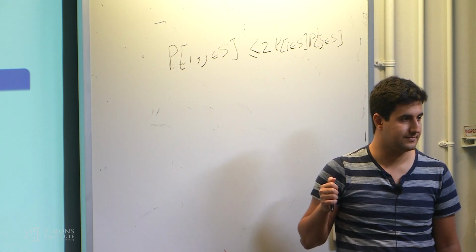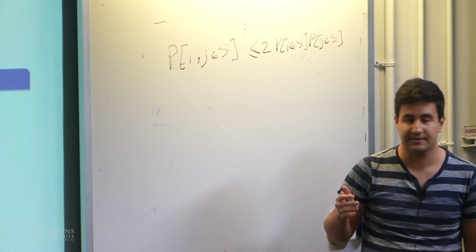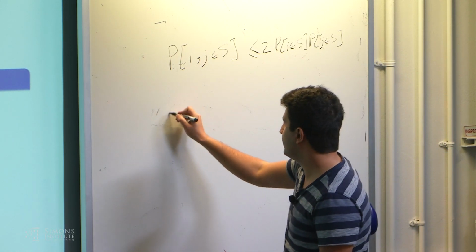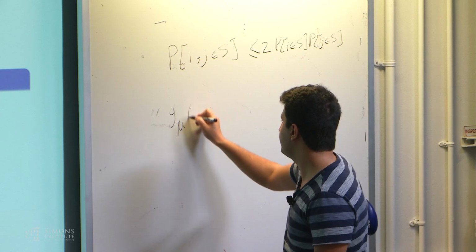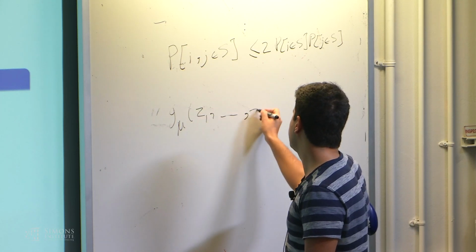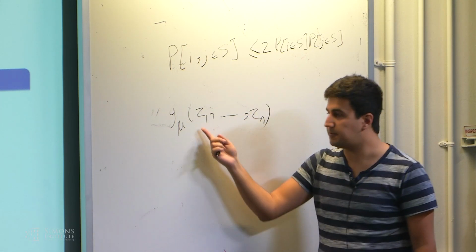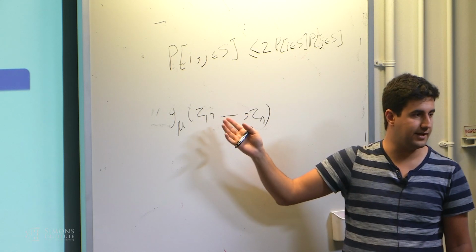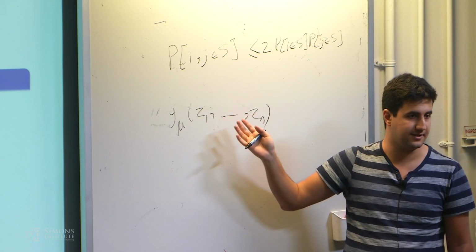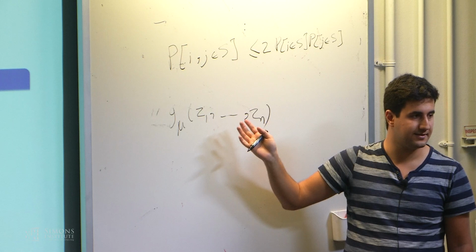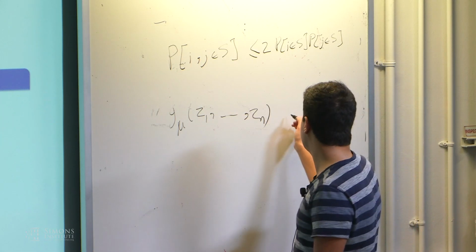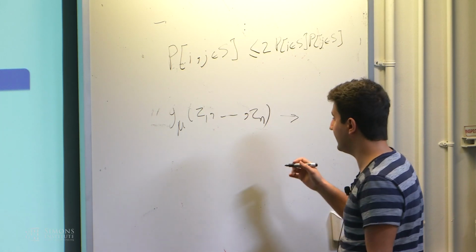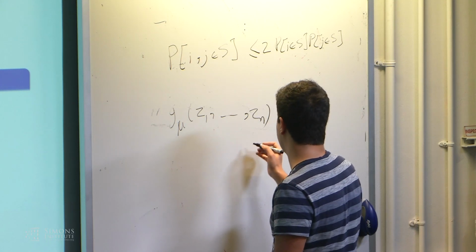Plug in one for all other coordinates. So if you look at the generating polynomial of mu, you can plug in a value of 1 for every coordinate except for zi and zj. Okay. And then the result that you're going to get is going to be a bivariate polynomial, which is going to be of this form.